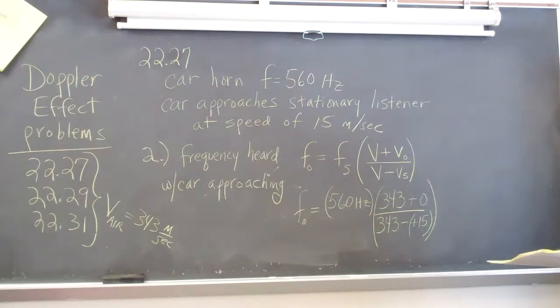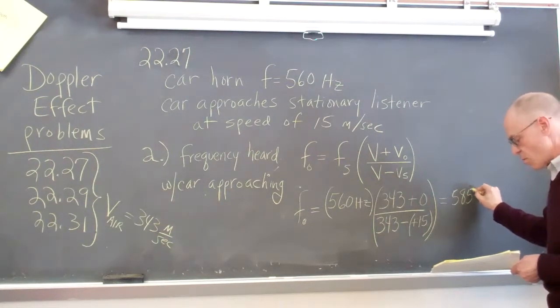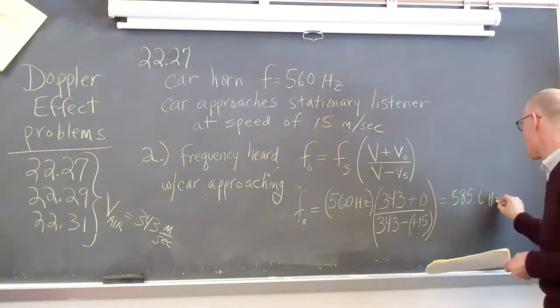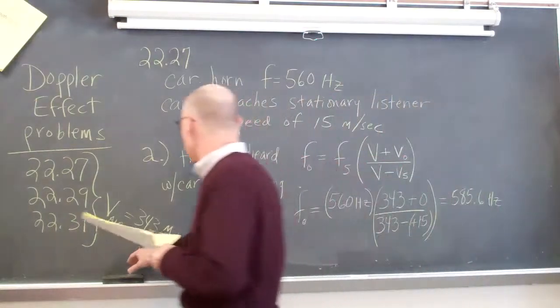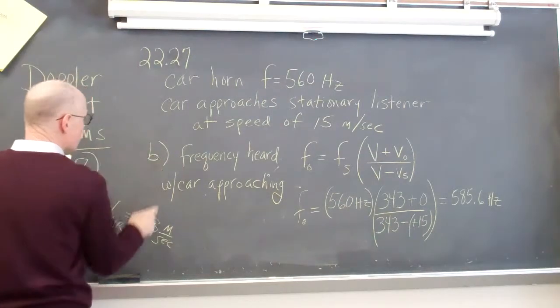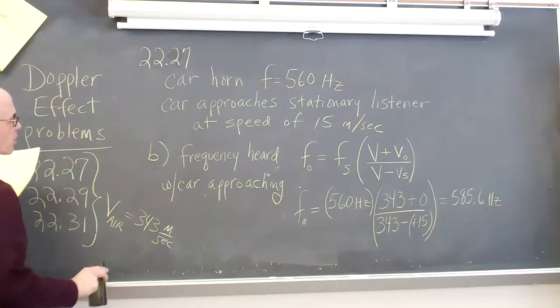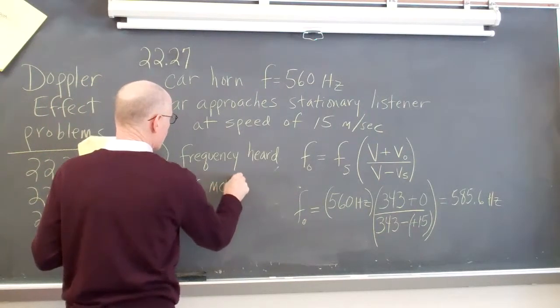So if you do your calculation, you're going to end up with 585.6 hertz, which is about what you would expect, because in an approaching situation, the observer will hear an apparent frequency that's higher than the actual frequency being produced by the source. All right, next is part B. We only have to do a slight modification. So part B is what frequency is heard by the observer with now the car having passed and the car is now moving away.